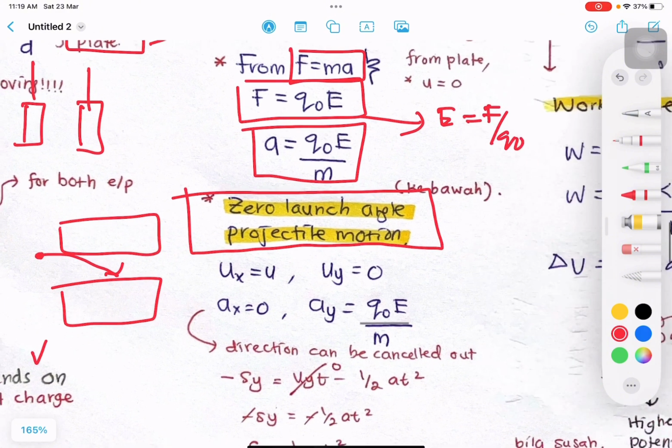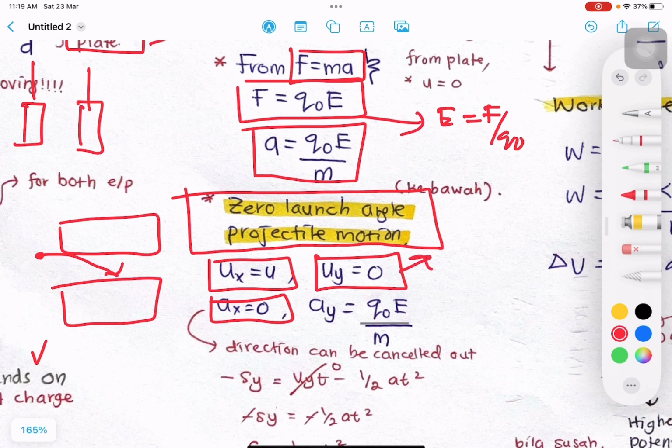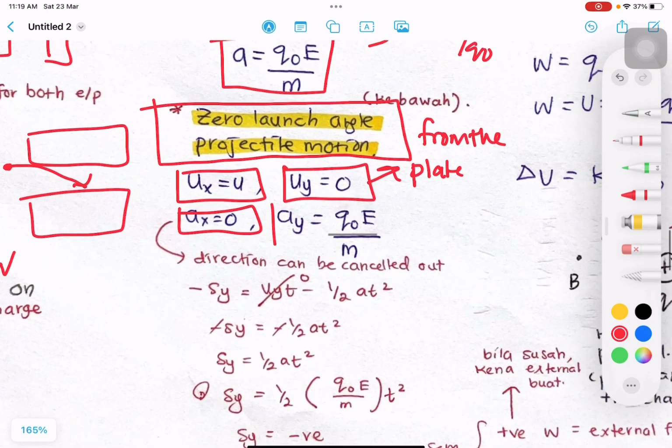Because it is zero launch angle projectile, we know that Ux equals to U and Ax equals to 0, and Uy equals to 0, but not for all of the time. We know that Uy equals to 0 when it starts from the plate, so you can use Uy equals to 0. And we have Ay equals to Q naught E over M that we have already derived above.